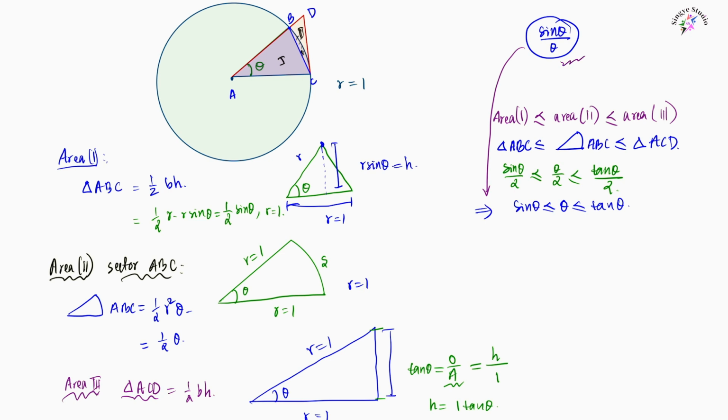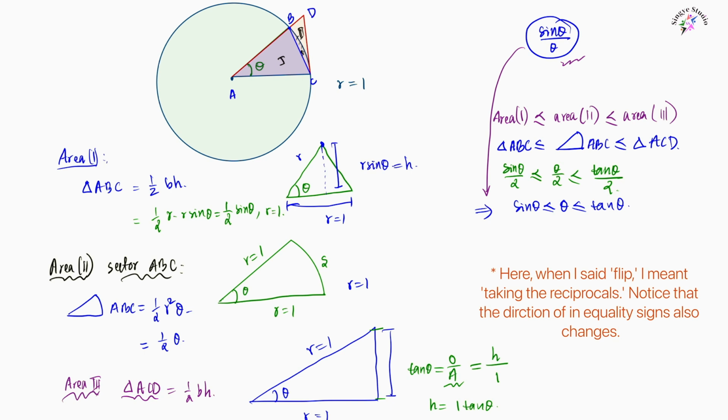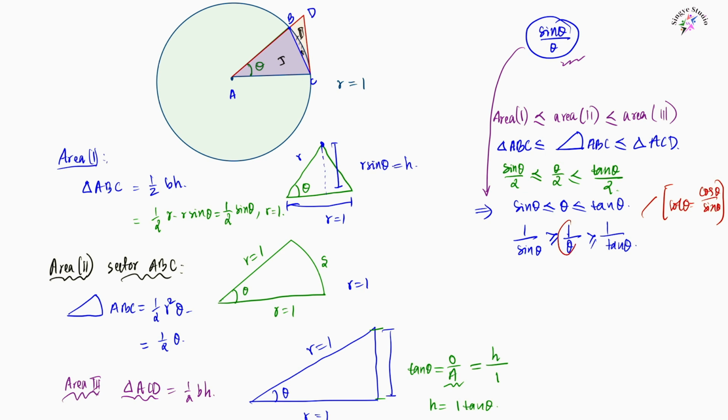To make theta the denominator, we can flip this whole order. When we flip this, what we will get is 1 over sine theta, and when we flip this, the inequality signs will change. It will be greater than 1 upon theta, which will be greater than 1 upon tangent theta. Okay, and we all know that 1 over tangent theta is cotangent theta, which is cosine theta over sine theta, right? So now to make this sine theta over theta, we can multiply this whole inequality with sine theta.